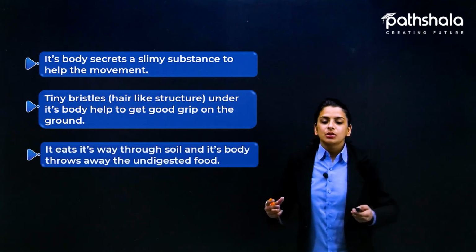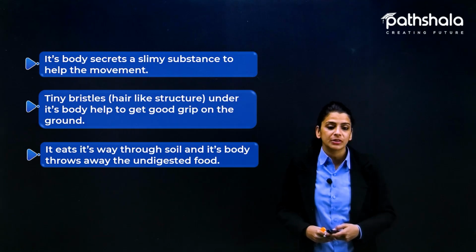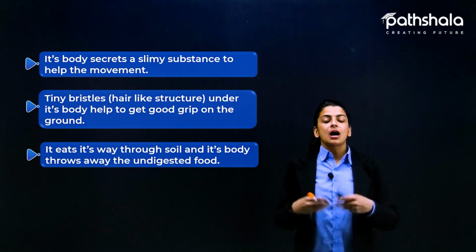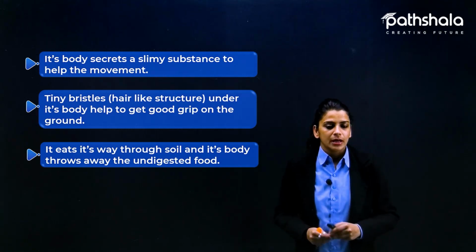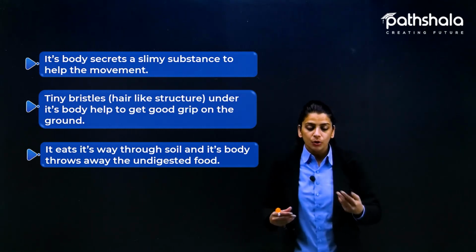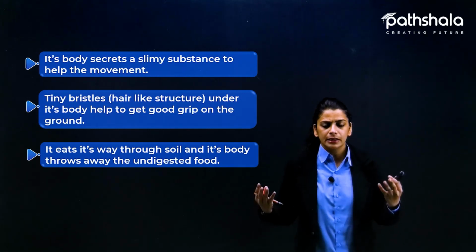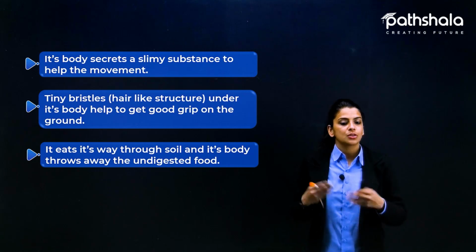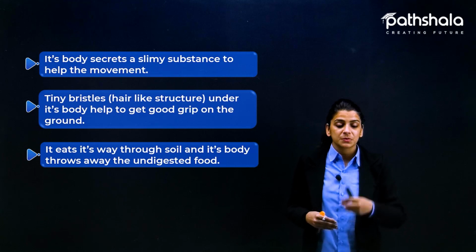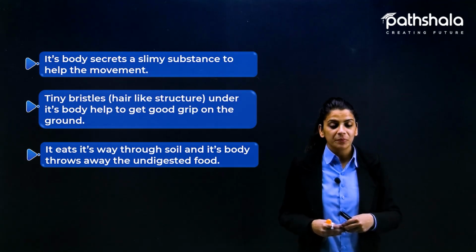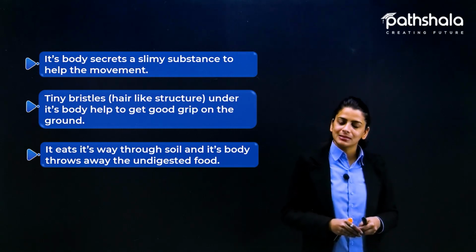Now it eats its way through soil and its body throws away the undigested food. So how does an earthworm eat? From whichever way it goes, if it sees any food material, whatever it eats, it has it. The soil itself has some materials with multiple nutrients present, and the earthworm eats that, and the undigested food it throws away from the body itself.